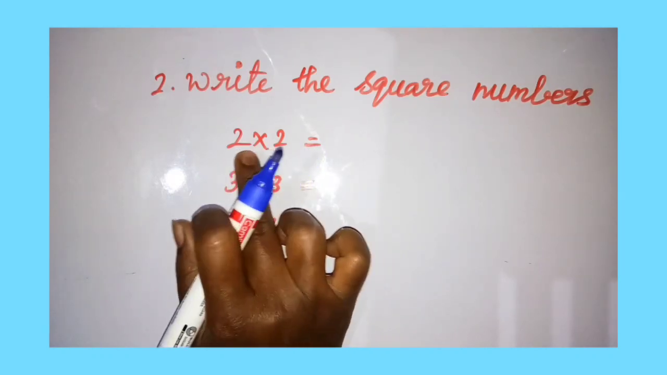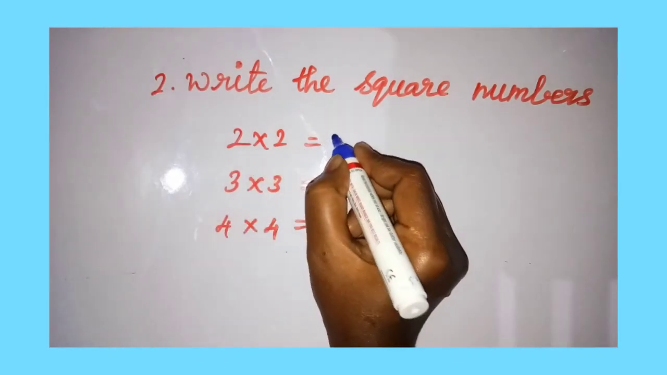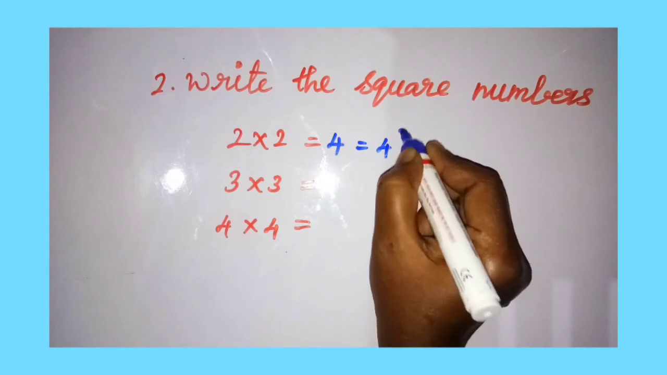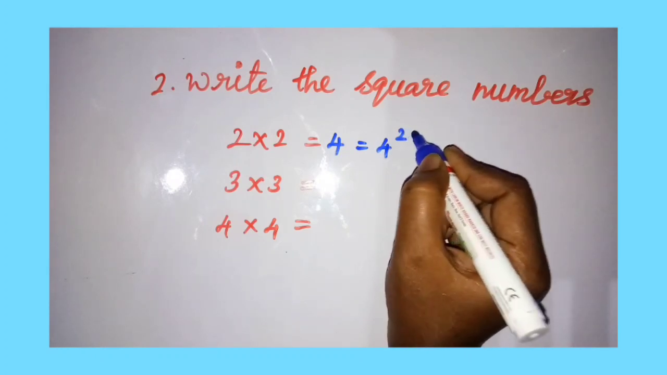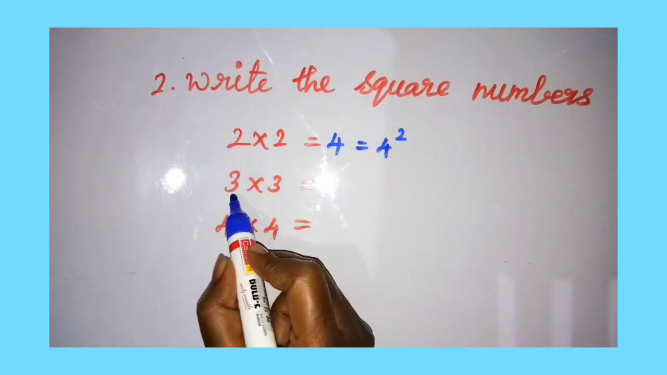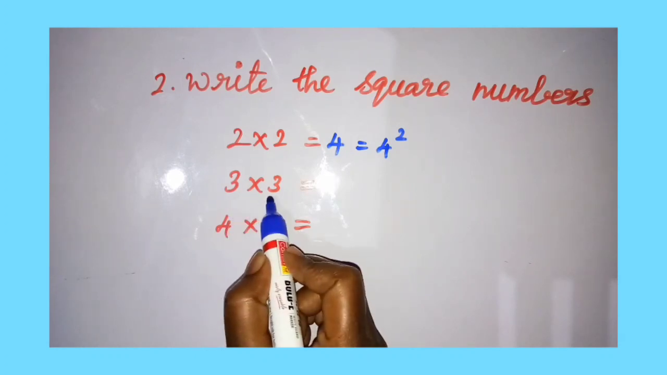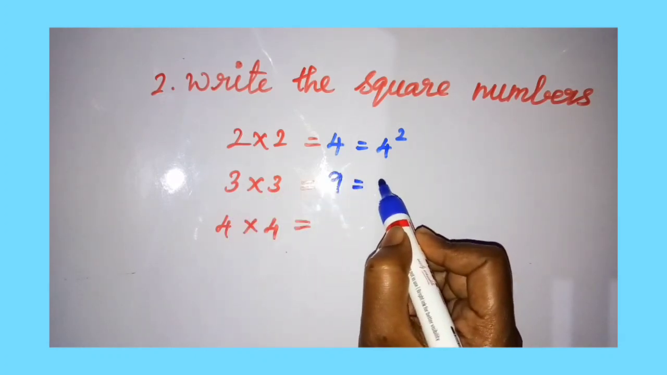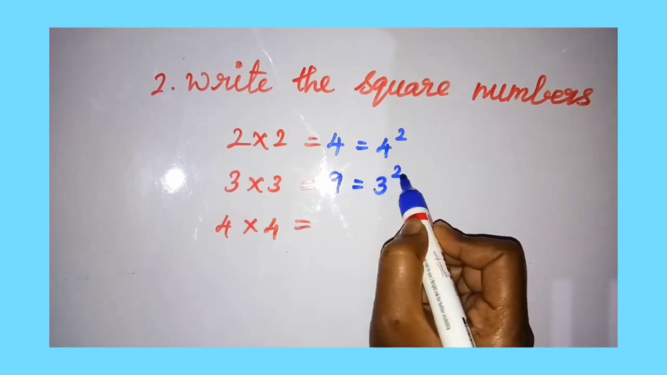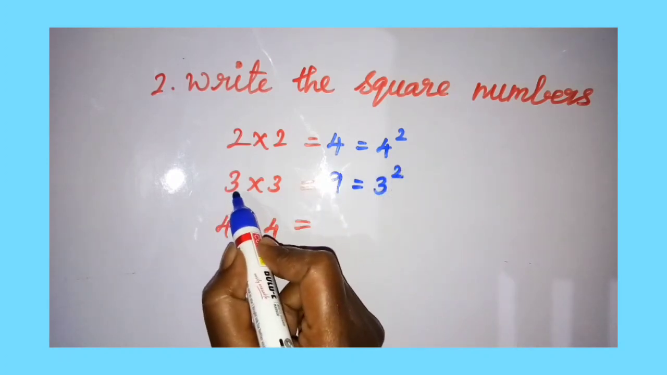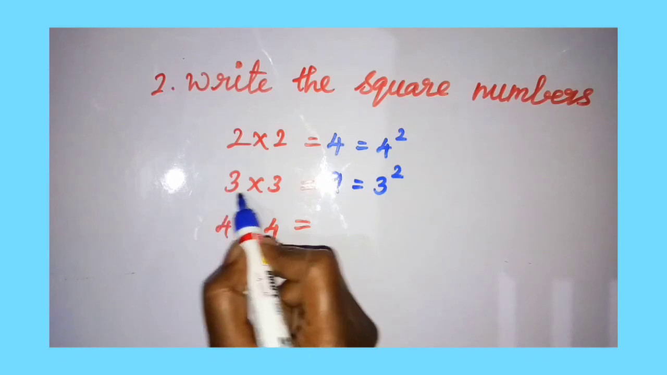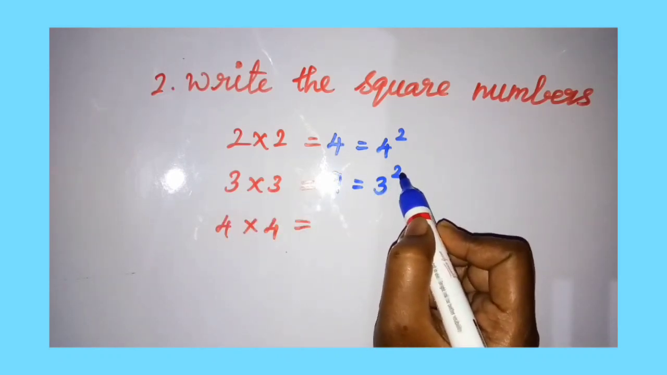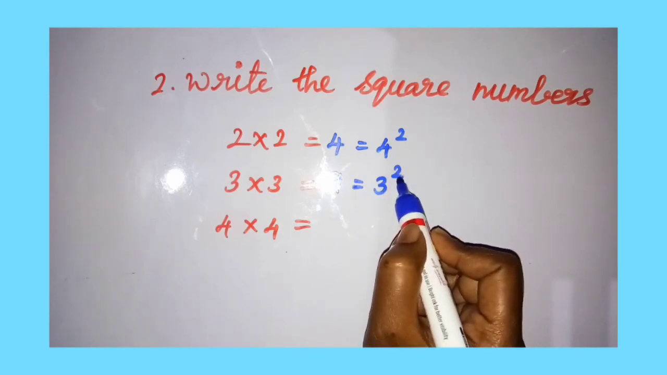Already we know the formula, 2 twos are 4. This one we write 4, power 2 or 4 square we can say. Next, 3 into 3, 3 threes are 9. So we write 3 power 2. So multiplying the same number 2 times means we write that number power 2, that means 3 square.